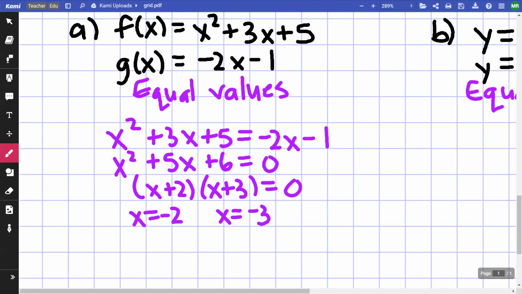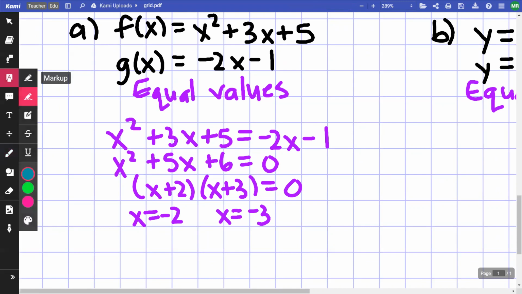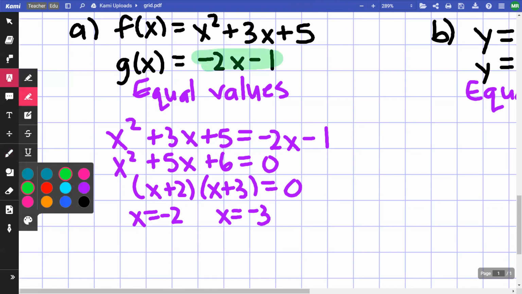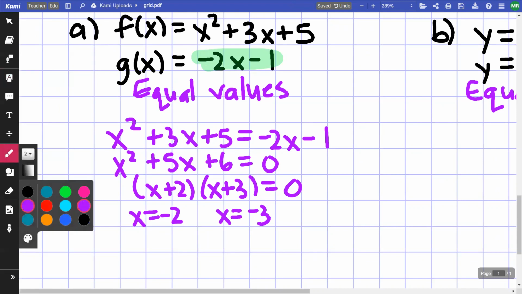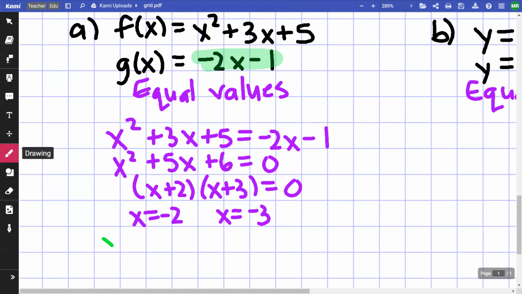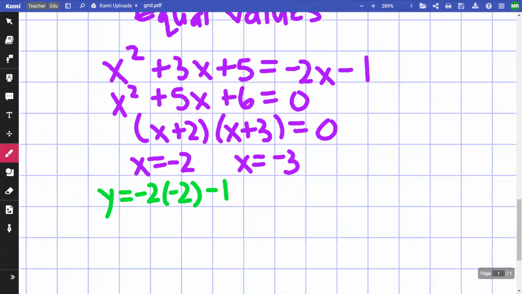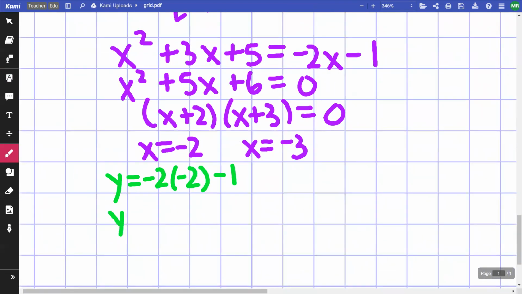Now, I can plug it into either equation. I'm going to plug it into this one. I think that's the easier equation to plug it into. Okay, doesn't matter which one. So I am going to go y equals -2 times -2 minus 1. I get y is equal to 4 minus 1. y is equal to 3.